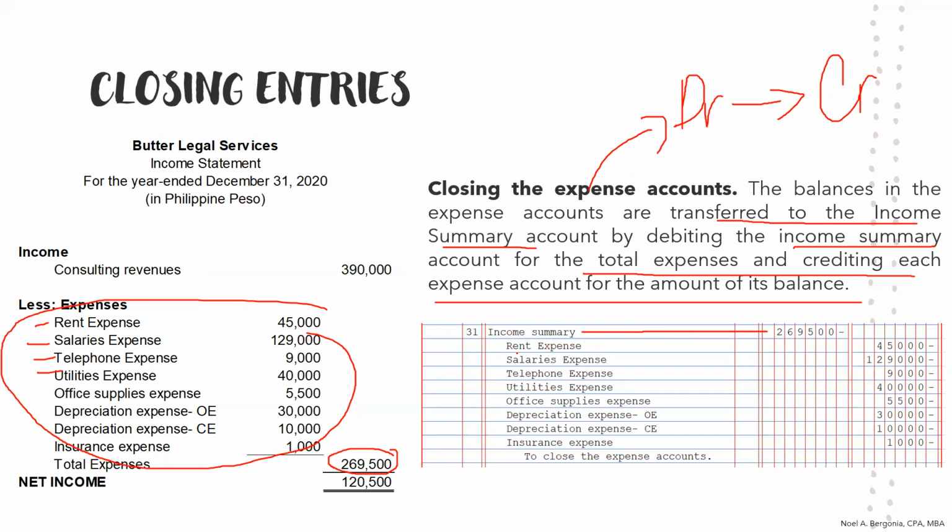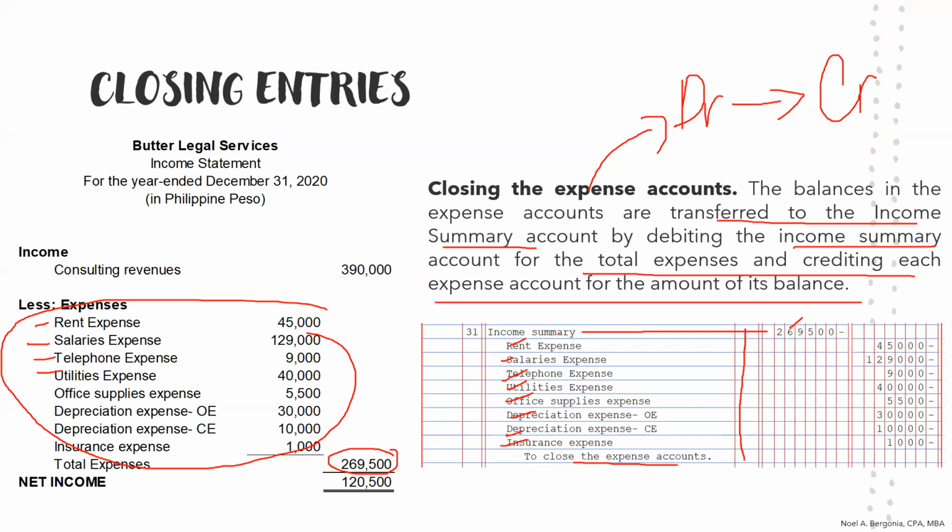Okay, so just like what I did, I copied the rent expense, salaries, telephone, utilities, office, depreciation expenses, and insurance expense. And then when totaled, 269,500. So that's to close the expense accounts. And after that, you will post them to their respective ledgers. But since this is not yet posted, I just leave the PR blank for now. Okay? So, that's it.